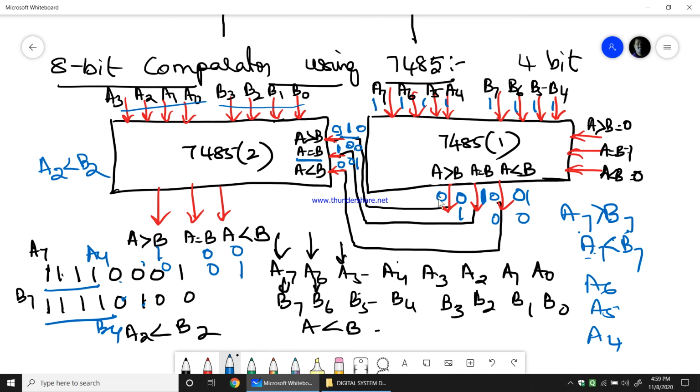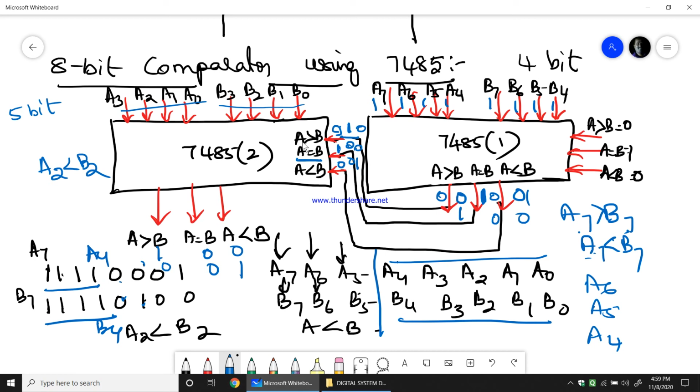Now, if I want to use the same diagram to do 5-bit comparison, 5-bit comparison means it should compare till A4 and B4, this 5 bits with this 5 bits. So again, for a 5-bit comparator also I need 2 ICs. I can't design a 5-bit comparator with only one single 7485. I can do that, and I will show you how to do that. Next problem will be that.